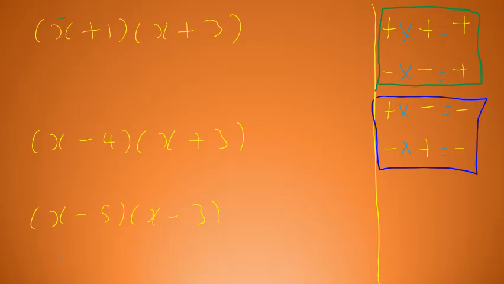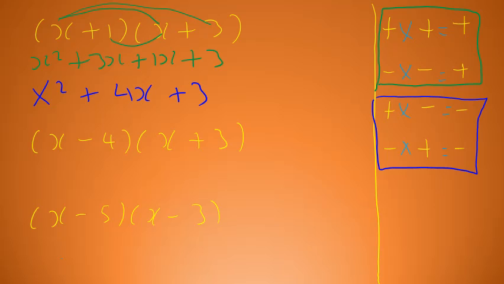So x times x is x squared, x times 3 is 3x, 1 times x is 1x, and 1 times 3 is 3. Now remember, you must always tidy this up. So the final answer is x squared plus 4x plus 3.